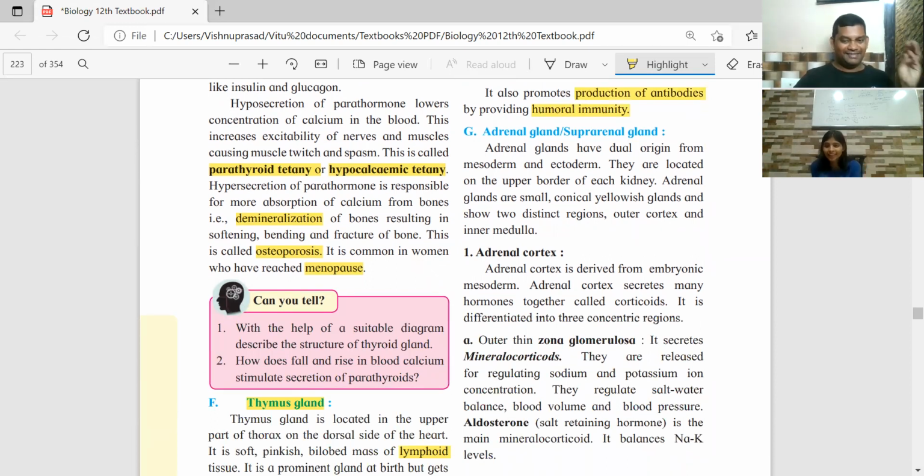Thyroid, parathyroid, and thymus, these three we have. Let's go to the kidneys.